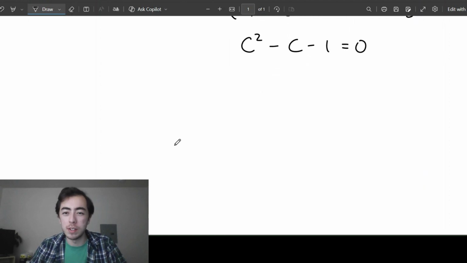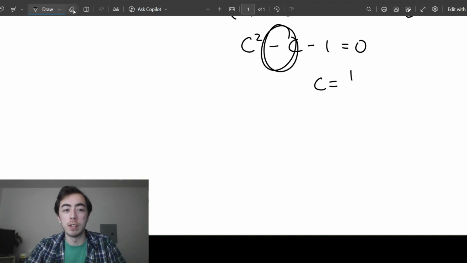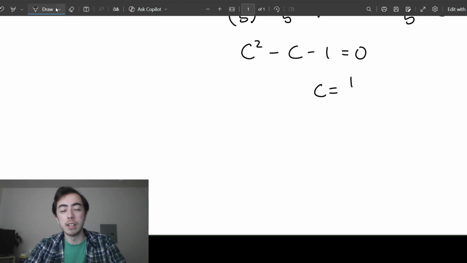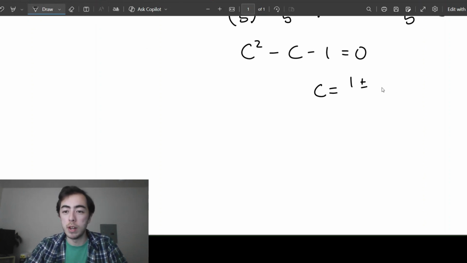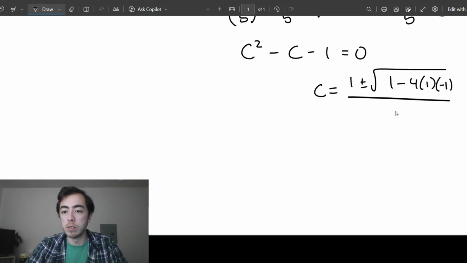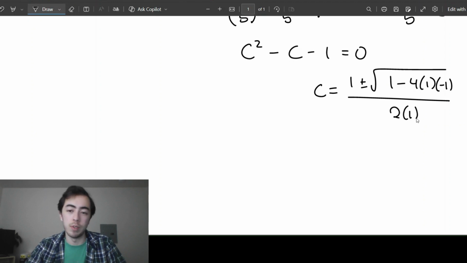I believe this is a golden ratio quadratic. Just to be sure, let's maybe just quadratic formula this. So c equals negative b. b is our middle coefficient here. It's negative 1, so negative b is positive 1. Anyways, negative b plus or minus the square root of b squared minus 4ac all over 2a, and then a is our coefficient there. It's a 1, so 2 times 1 is just 2.